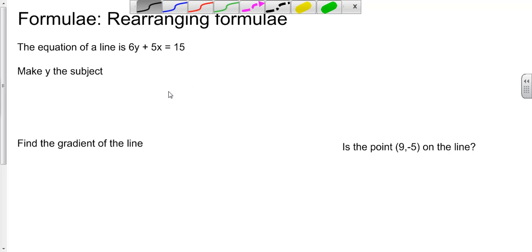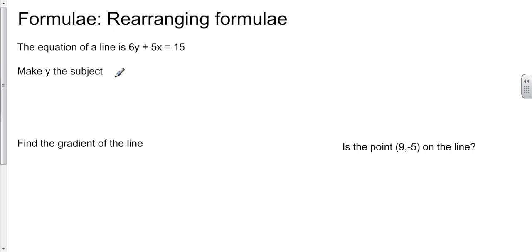For this particular video, we're looking at formulae. We're looking at rearranging formulae, and specifically I've chosen to look at an example where we're rearranging the equation of a line. The equation of a line we've been given, 6y plus 5x equals 15, is written with x and y on the left hand side and the number on the right hand side. First thing we're going to do is make y the subject.